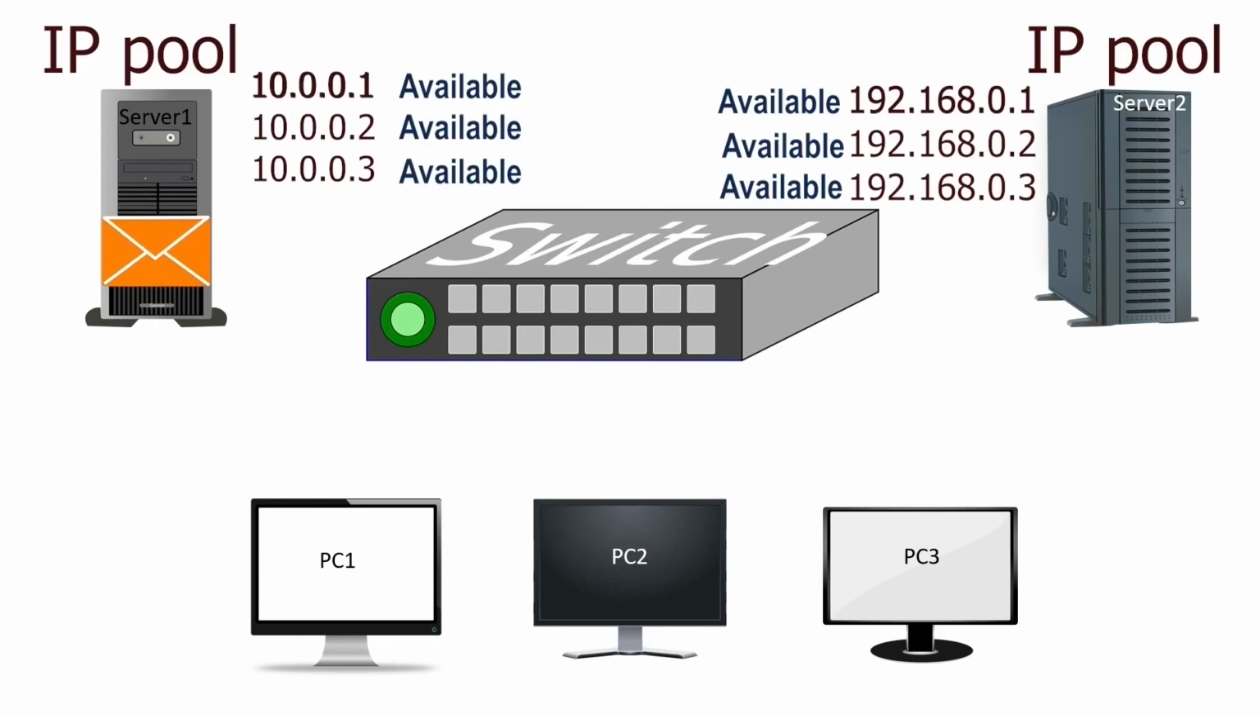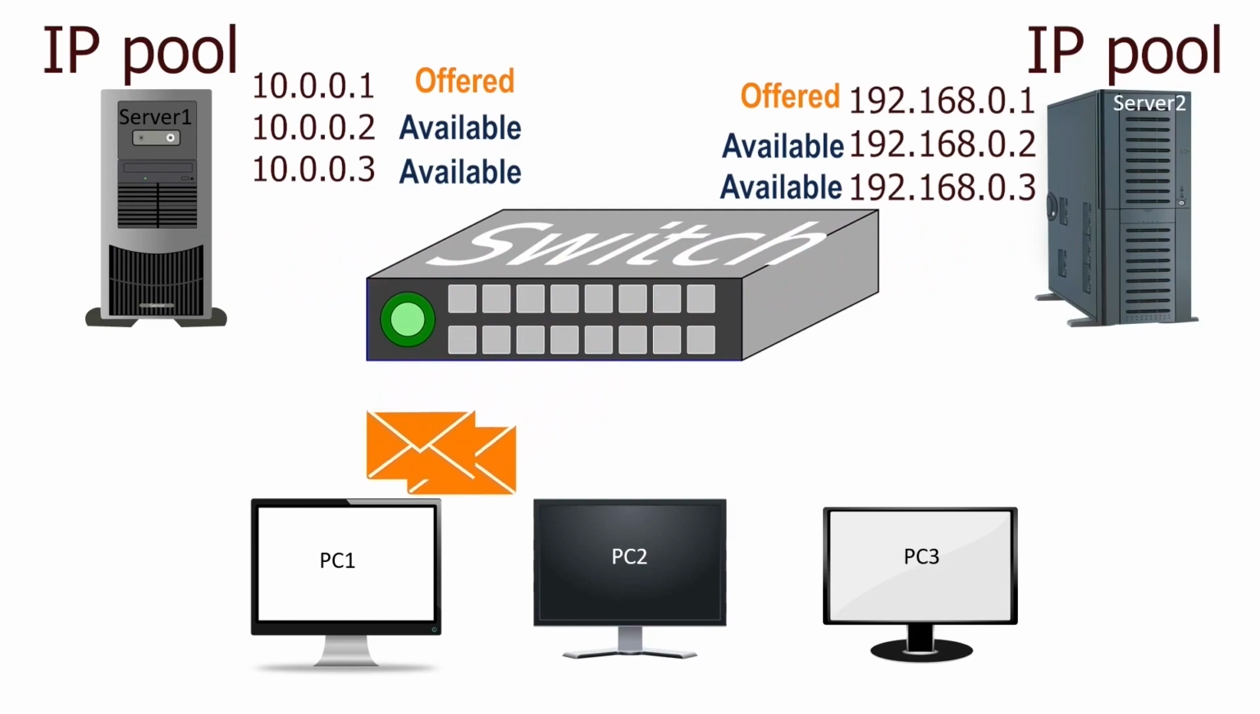Suppose server 1 offers the IP address 10.0.0.1. It uses TX1 in the transaction ID field. Server 2 offers the IP address 192.168.0.1. It uses TX2 in the transaction ID field. The client accepts server 1's offer, and replies with a DHCPRequest message. It includes TX1 in the DHCPRequest message.